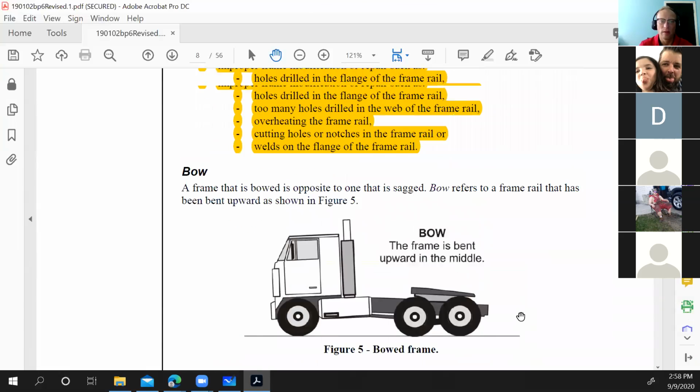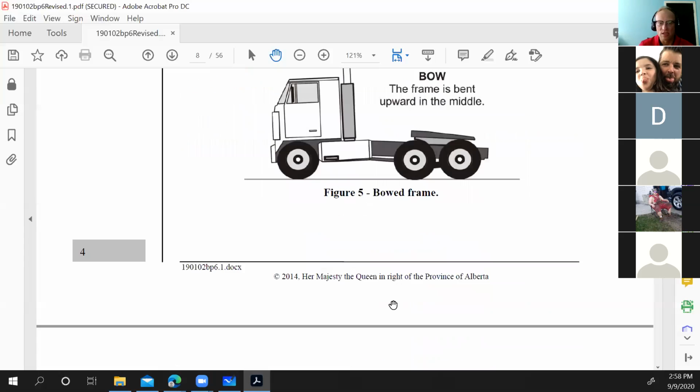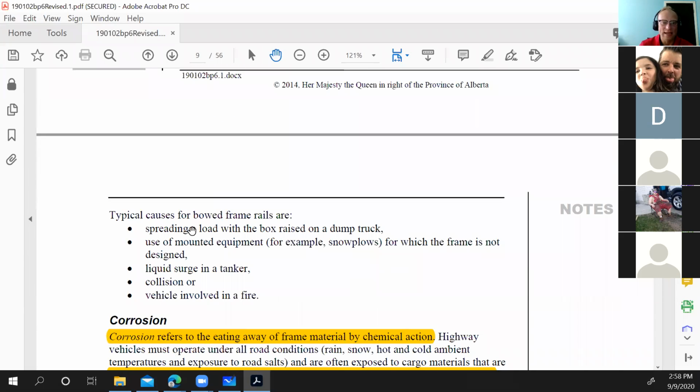A bow is the opposite of a sag, okay? It is a bend in the same area, most likely at the MBM, maximum bending moment, but it's going to be the opposite direction. What can cause that? Spreading a load with a box raised on a dump truck. The other thing I've seen with this one is lifting the box of a dump truck that has the gravel or whatever the load is frozen in the top, and it pulls it down over backwards, okay?